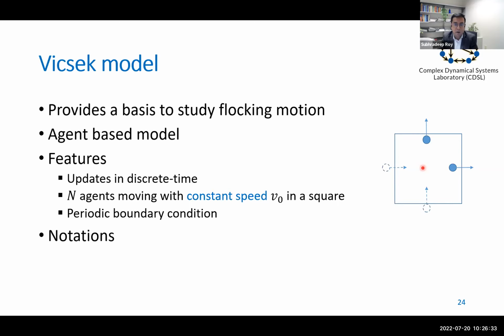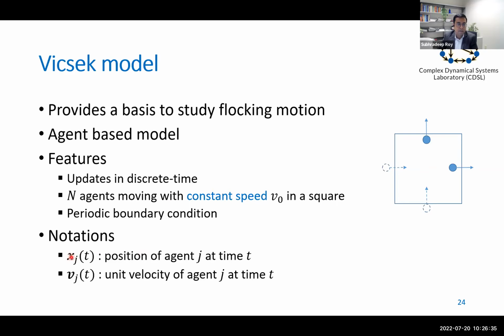So the notation that I'm going to use is x for position. It's going to be a two-dimensional vector because we are considering the movement of particles in a 2D arena. The subscript corresponds to agent j, and t means time t. So x_j(t) is the position of agent j at time t, and v_j would be the unit velocity of agent j at time t. Note that we have already defined the constant speed. So what the particles can modify during this update protocol is their heading directions, which would be represented in terms of their unit velocity vector.